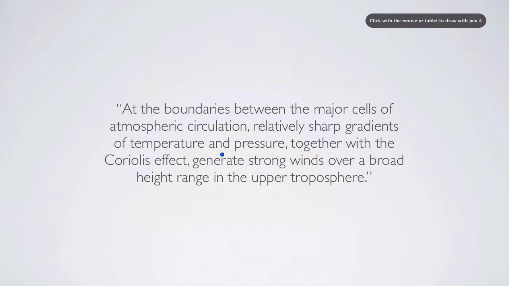The authors state that at the boundaries between the major cells of atmospheric circulation, relatively sharp gradients of temperature and pressure, together with the Coriolis effect, generate strong winds over a broad height range in the upper troposphere. These high elevation winds are often referred to as jet streams, and they can control climate on a multitude of scales.